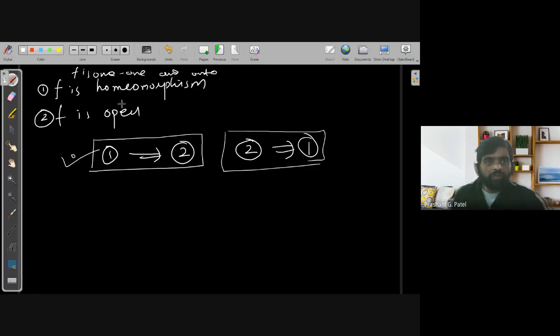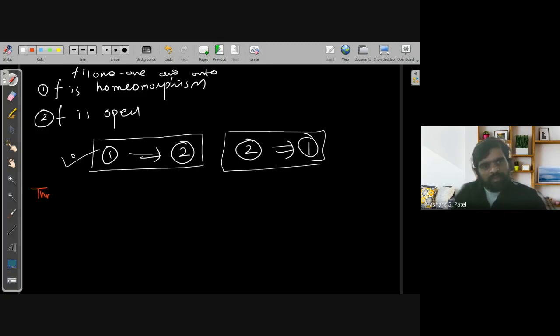Why? Because if f is open, we cannot say that it is a continuous map. So for the second part, we have a next result: if f is open plus continuous, then this 1 implies 2. So that is the next result we have.